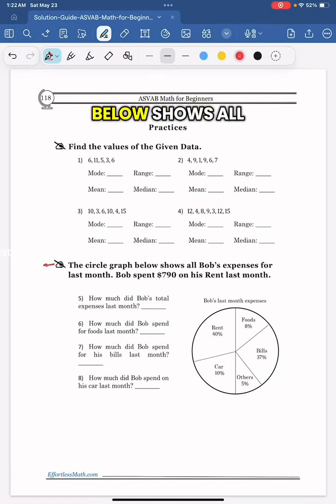The circle graph below shows all of Bob's expenses for last month. Bob spent $790 on his rent last month. How much were Bob's total expenses last month?